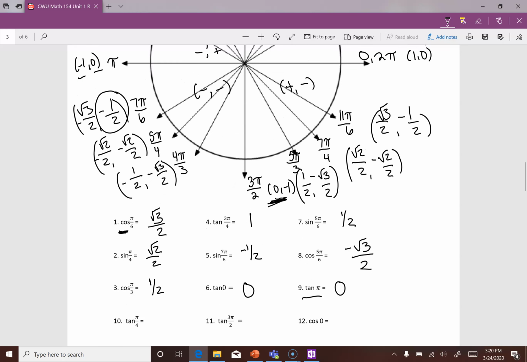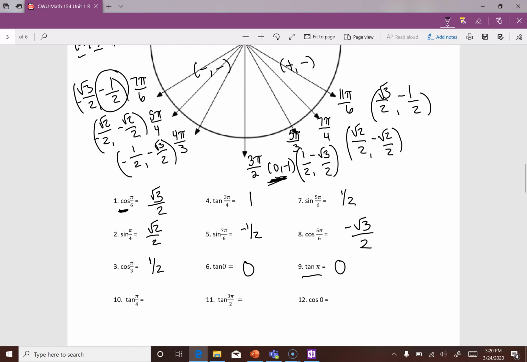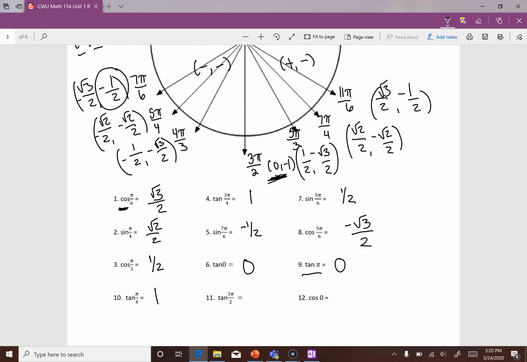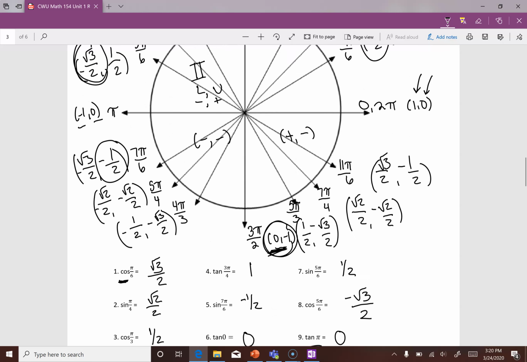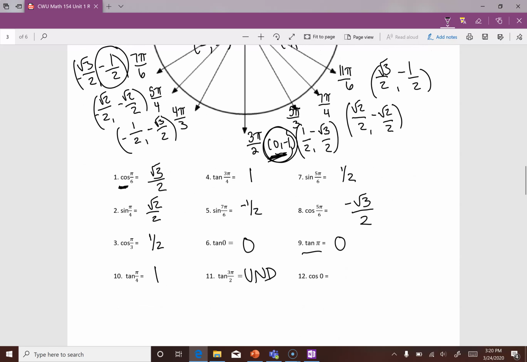Tangent of pi over 4 comes from this coordinate right here, and that's going to be root 2 over 2 divided by root 2 over 2, and that is 1. Tangent of 3 pi over 2 is going to be right here. That's negative 1 divided by 0. That is 0. Oop, just kidding. What is negative 1 divided by 0? That is undefined. Almost caught me there. Undefined. And cosine of 0 is going to be my first coordinate here for cosine, and that is 1.